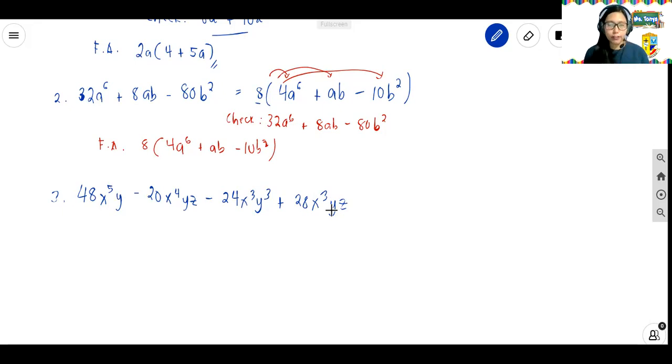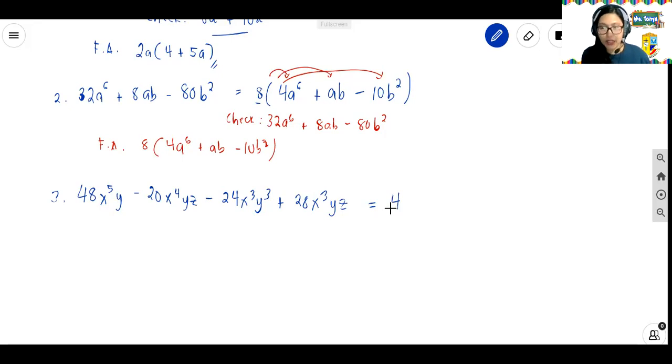So if we look at 48, 20, 24, and 28, what is the greatest common factor? What number can divide all of these numbers? What's the greatest number that can divide all of these numbers? Yes, so it is 4.